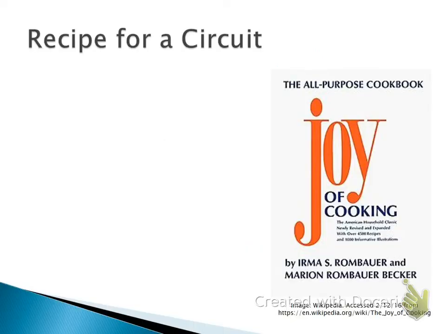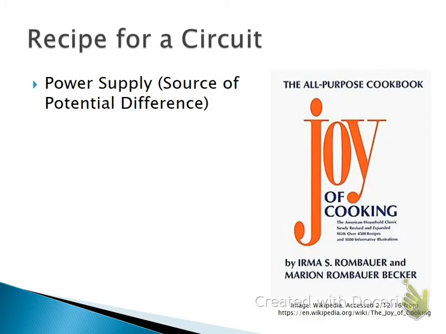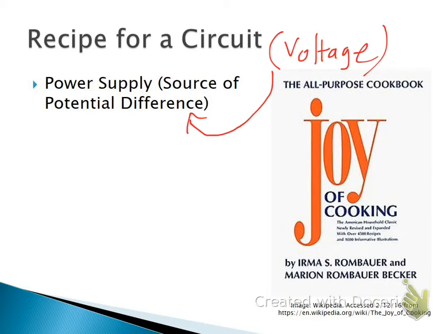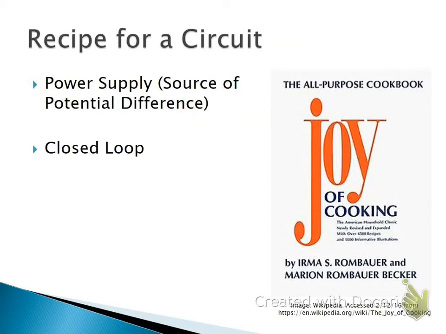Now, to form a circuit, basically to get the electrons to flow in the first place, you need a few ingredients. Those ingredients include a power supply. This will be a source of potential difference. Don't forget as well that potential difference is just another word for voltage, and voltage is the amount of potential energy per unit of charge going through this circuit. You're going to need a closed loop. Without that, there's no way to connect one voltage to another.